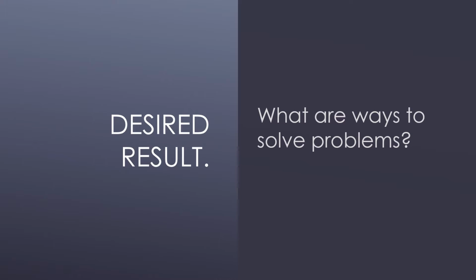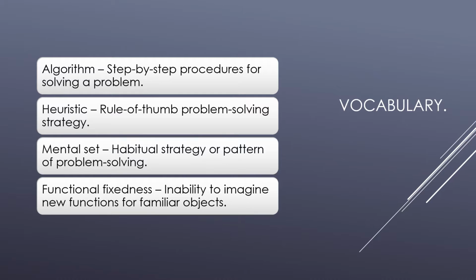Desired result, what are ways to solve problems? So vocabulary, we have algorithm, a step-by-step procedure for solving a problem. Heuristic is a rule of thumb problem solving strategy. Mental set, habitual strategy or pattern of problem solving. Functional fixedness is an inability to imagine new functions for familiar objects.